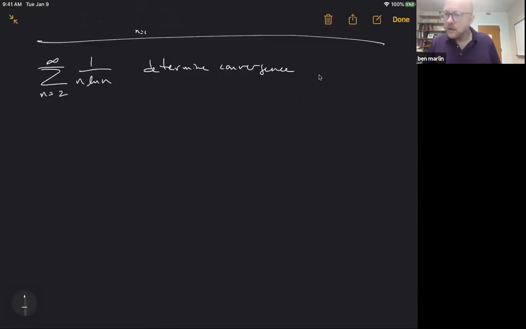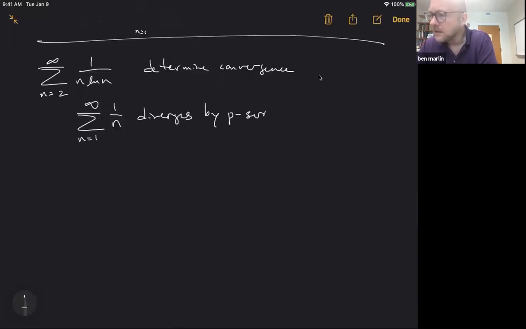So when we look at this, it's not really obvious what to compare with. So we might try to compare with just 1/n. That is actually probably our best comparison. If we tried 1/log n, that's another option that seems like might work here. But this diverges by p-series. So we're comparing it to something that diverges, okay?